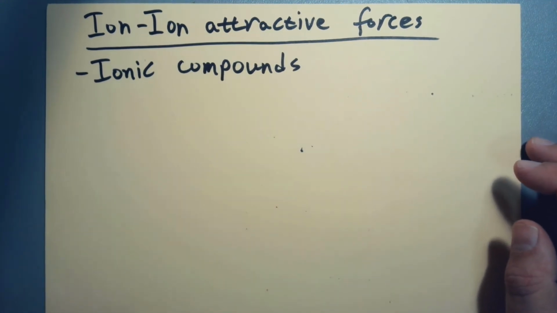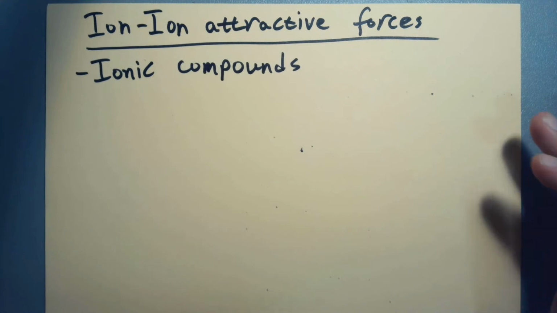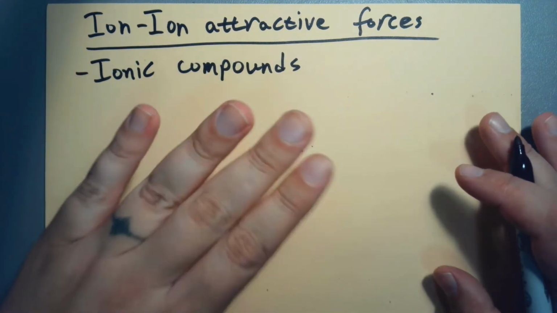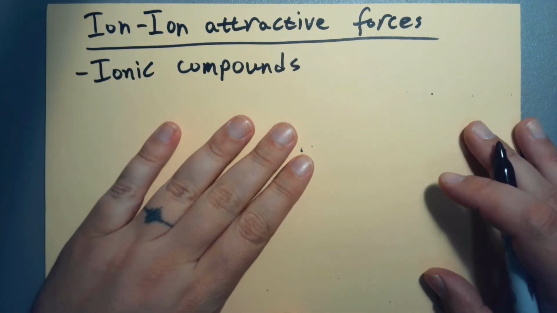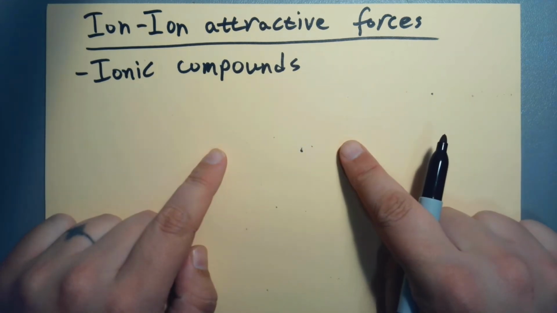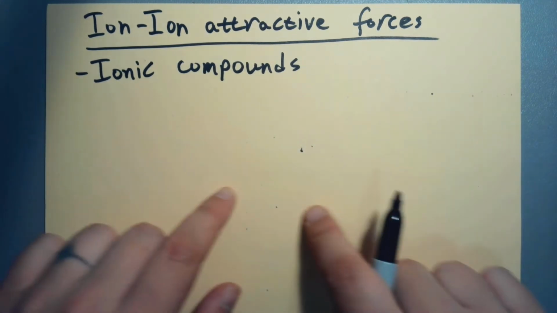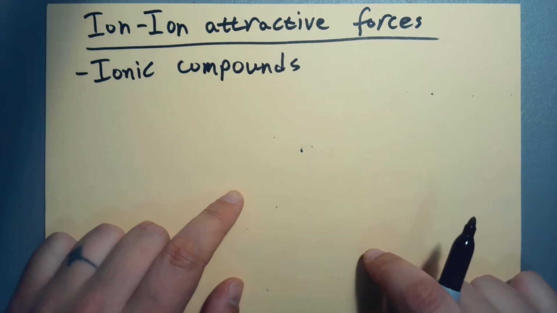So, if you see an ionic compound, it's going to be a candidate for strongest. You see two ionic compounds, though, and you're comparing a group of molecules or compounds. How do you know which one has stronger attractive forces?